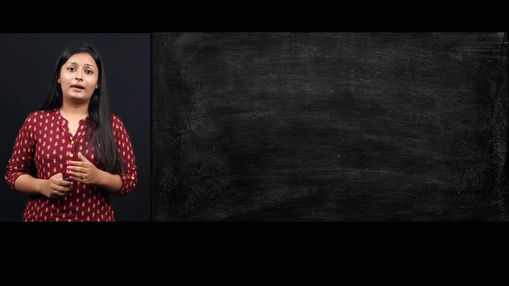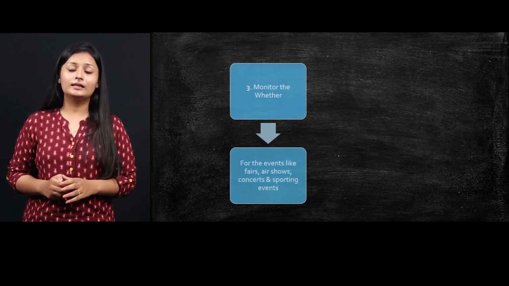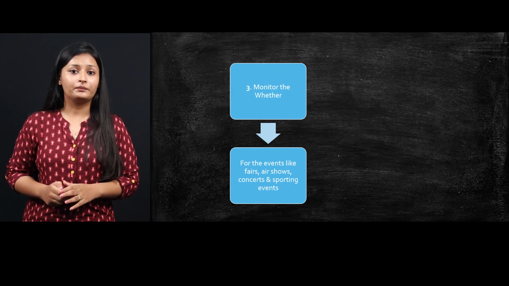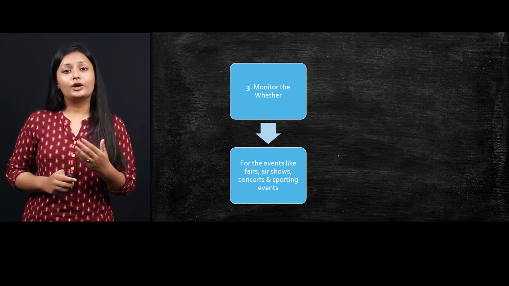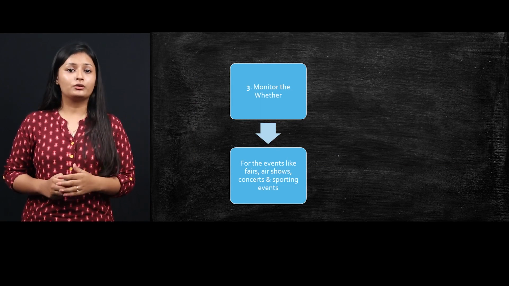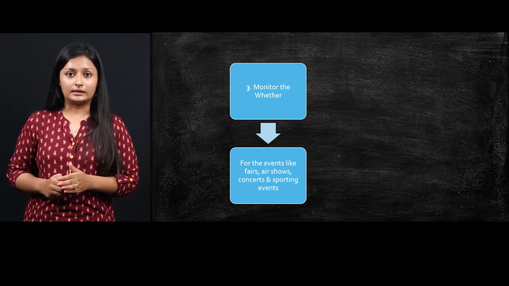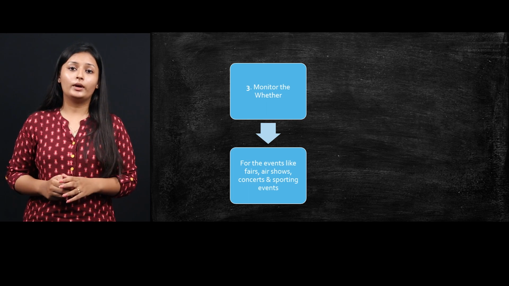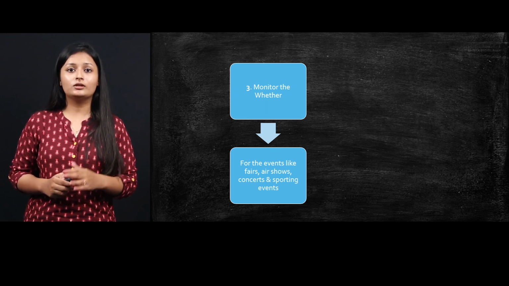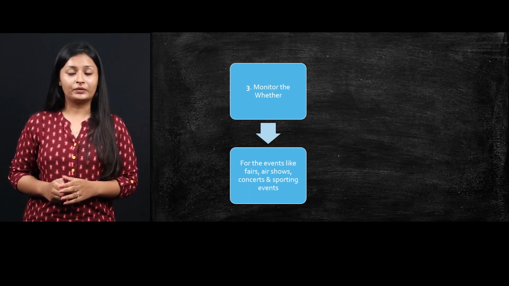After managing the logistics, the third step is you need to monitor the weather. If you are organizing any fairs or air shows or concerts or any sporting event, it is an outdoor event basically. So you need to take care of the weather. If there are any bad weather conditions, always have a plan B.